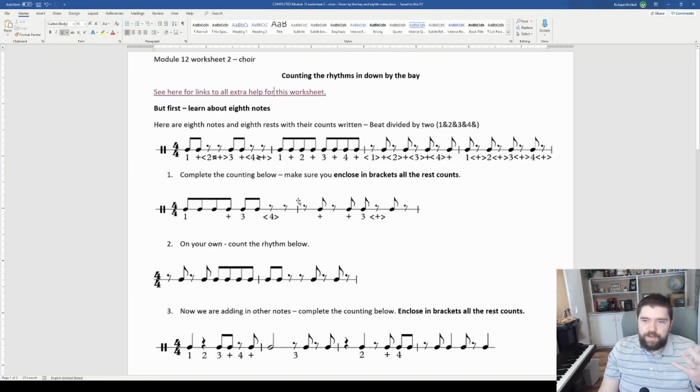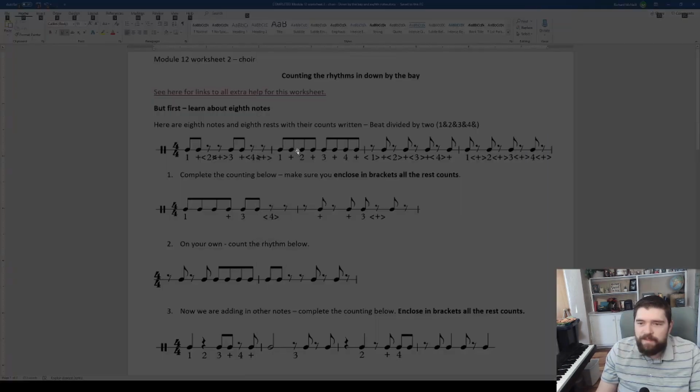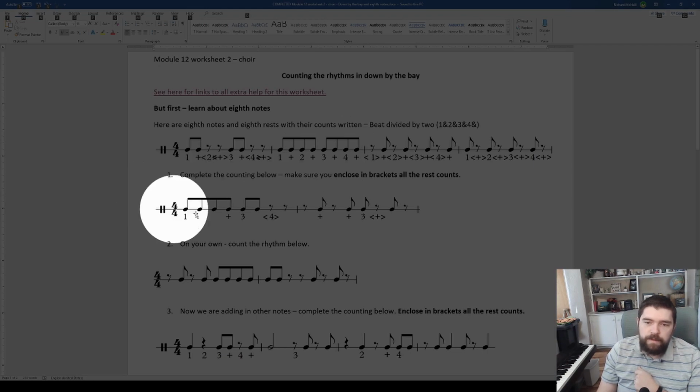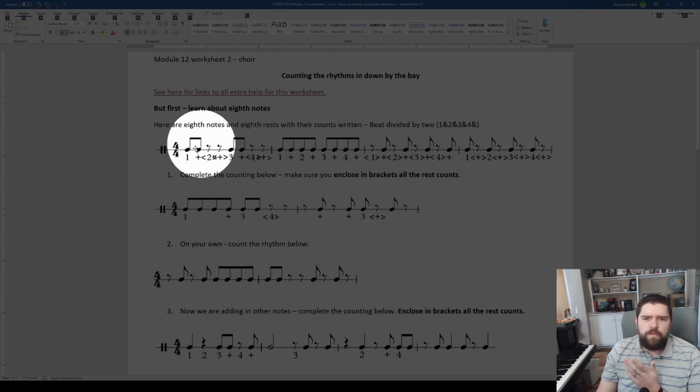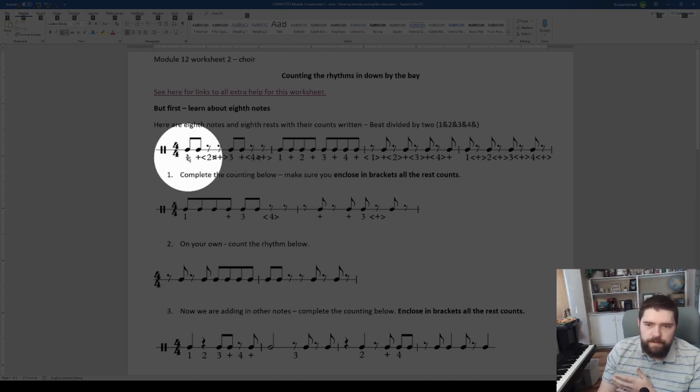So if we take a look at this worksheet, we see some examples of eighth notes that are written several different ways. So this is sets of 4 eighth notes all together, 1, 2, 3, 4, 1, 2, 3, 4. That's a common grouping of eighth notes. Right here we have 4 eighth notes. Right here we have 2 eighth notes.